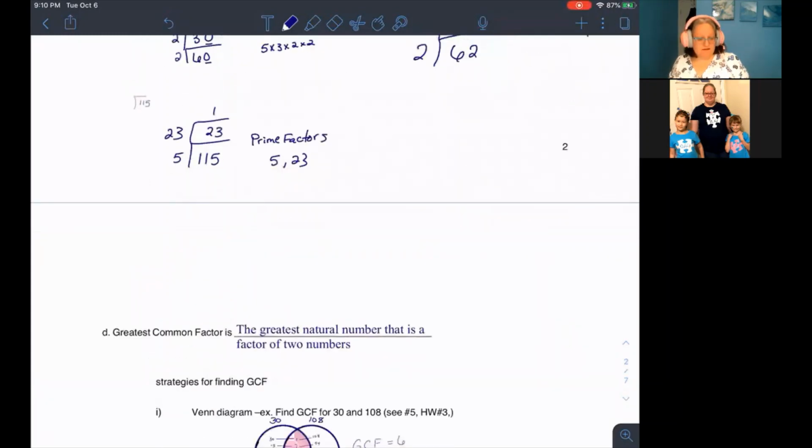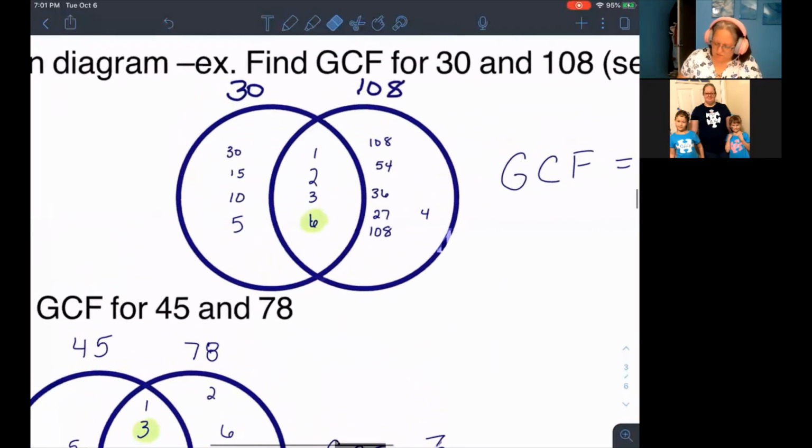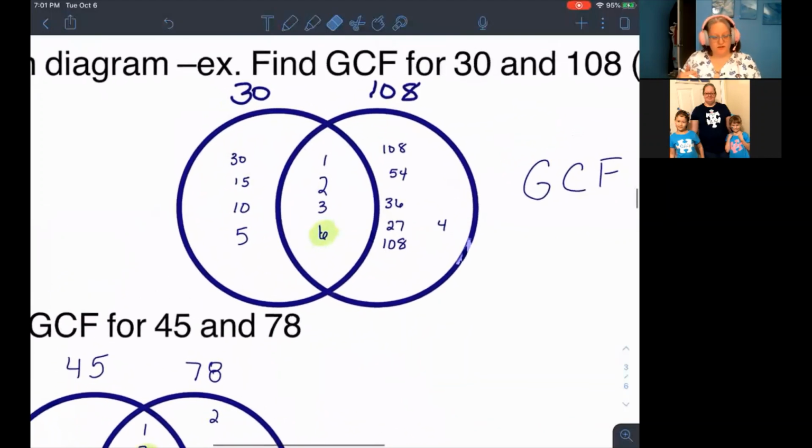All right. So we have the Venn diagram examples, 30 and 108. To find the greatest common factor between the two, you find the factors of each number. So you have the factors of 30. We have 1 and 30, 2 and 15, 3 and 10, and 5 and 6.